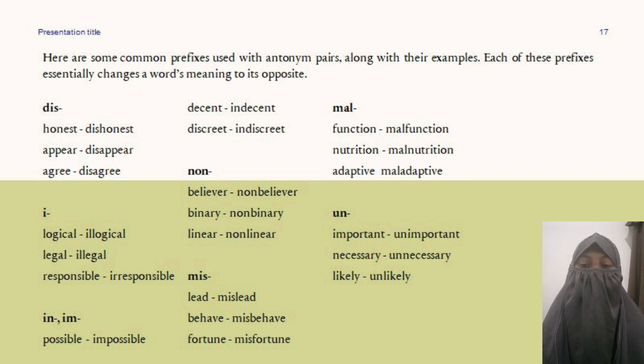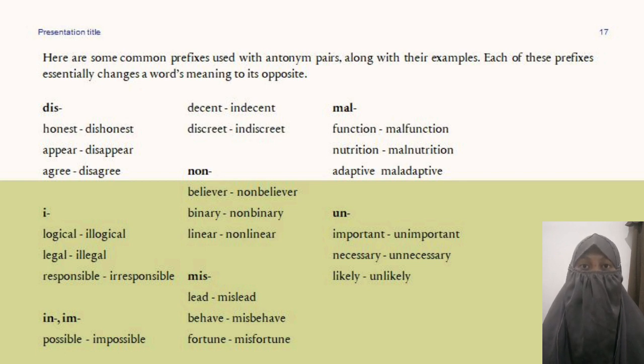One is the prefix dis. The main word honest becomes dishonest, appear becomes disappear, agree becomes disagree. Next is il and ir. The words logical to illogical, legal to illegal, and responsible to irresponsible.